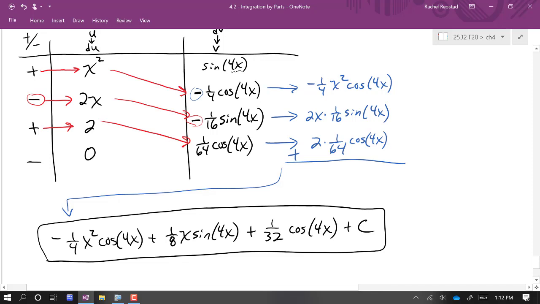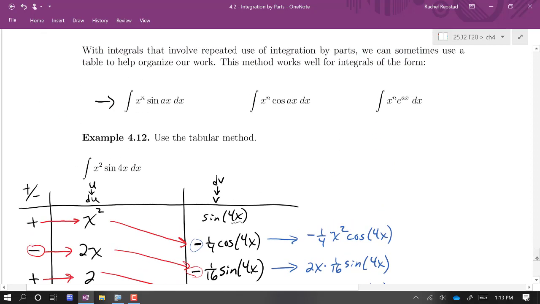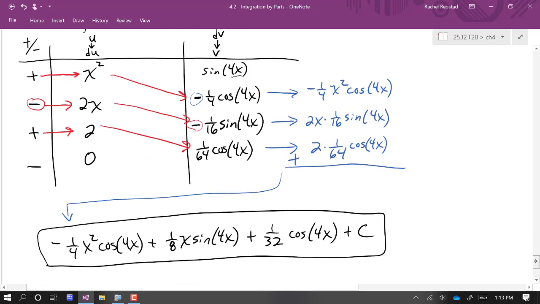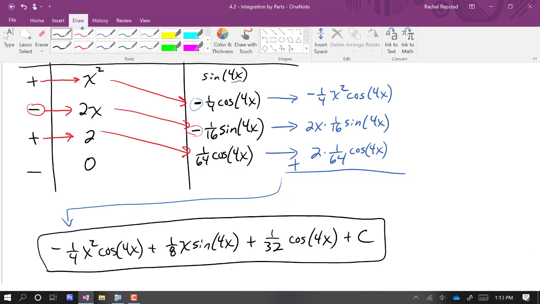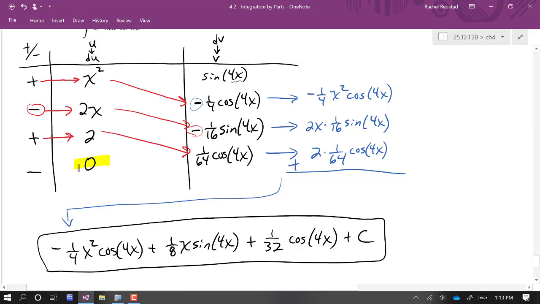And that's how we can simplify the process. Again, the tabular method really works best in integrals of those forms where one of our factors is just a power of x, like a positive integer power of x, and the reason is because this table eventually will terminate, because those derivatives will eventually get to 0, where you let u equal x to some positive integer power.